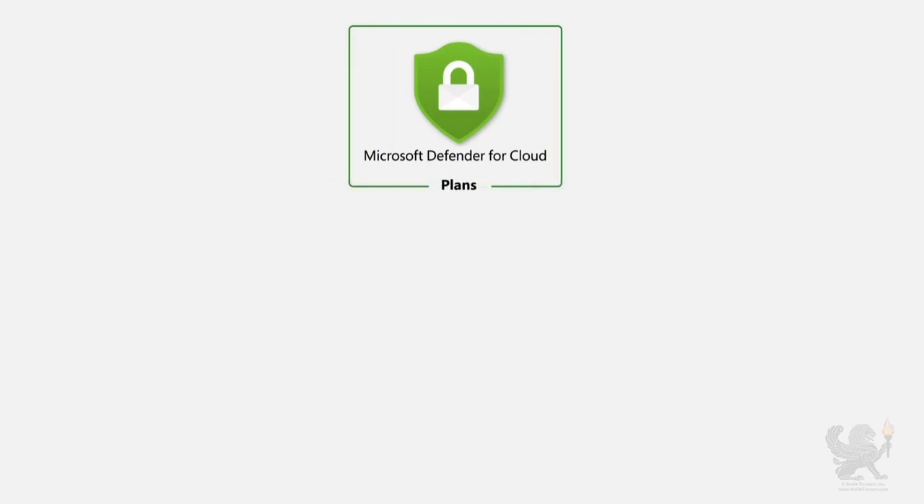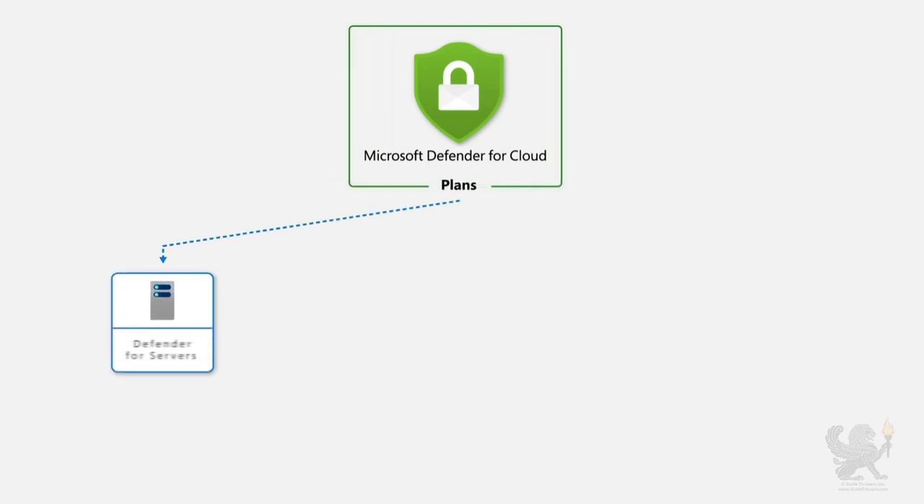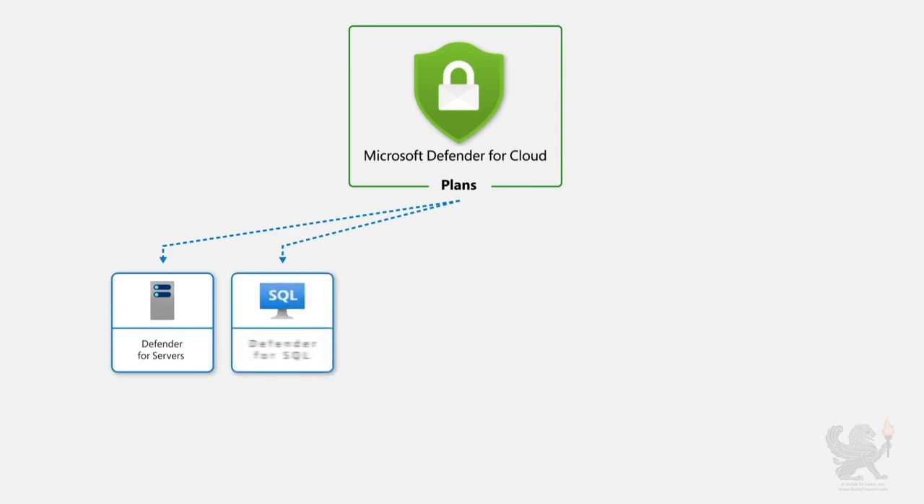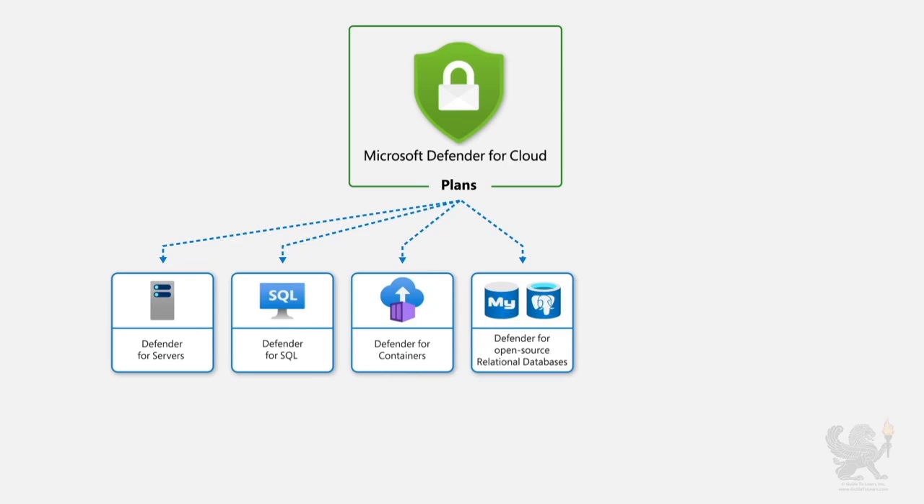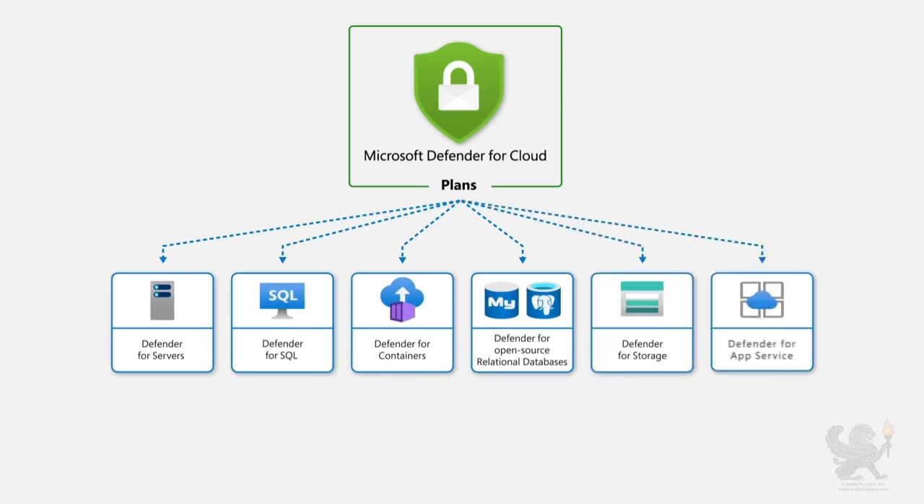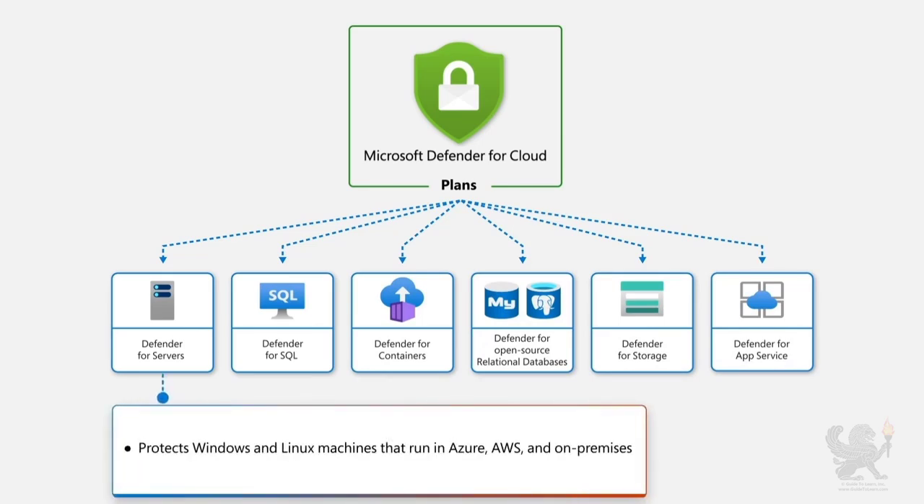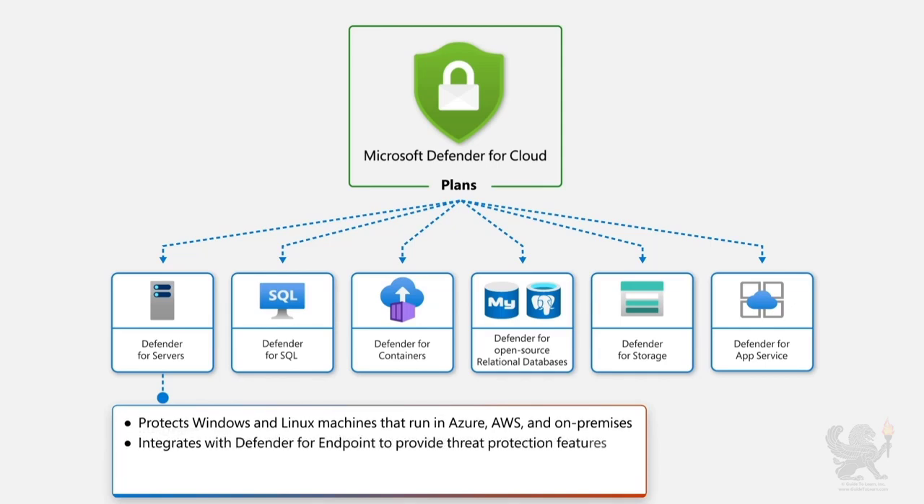CWPP features are enabled through its plans, such as Defender for Servers, Defender for SQL, Defender for Containers, Defender for Open Source Relational Databases, Defender for Storage, and Defender for App Service. Defender for Servers extends protection to Windows and Linux machines that run in Azure, AWS, and on-premises. It integrates with Defender for Endpoint to provide endpoint detection and response and other threat protection features.